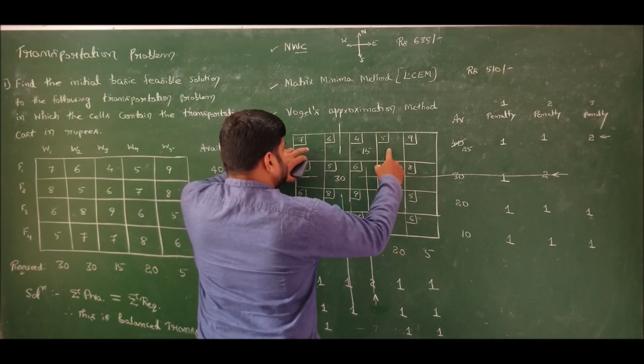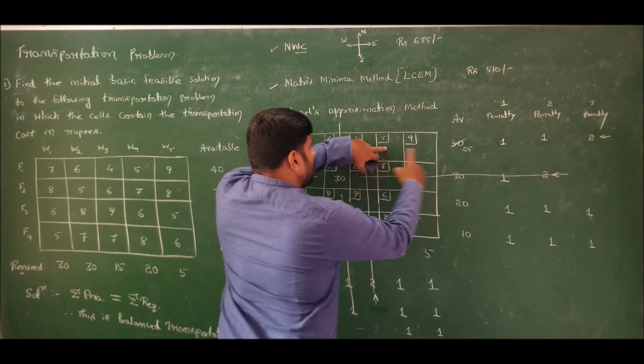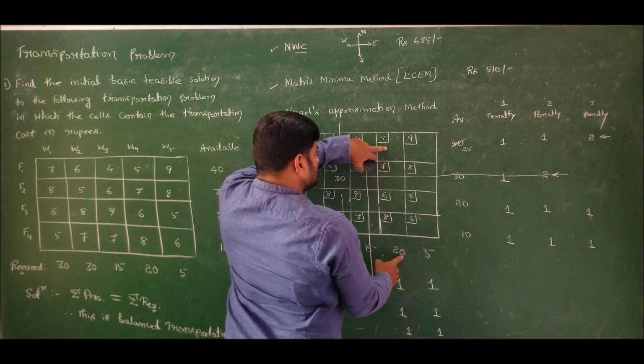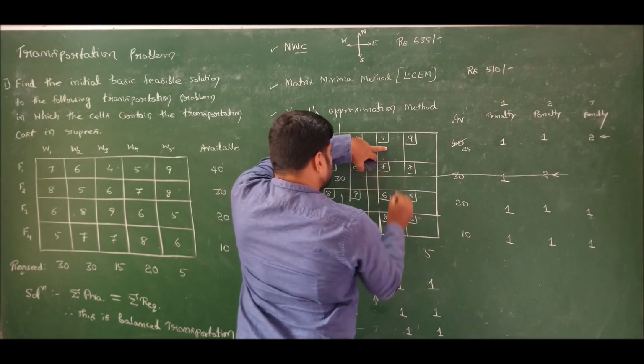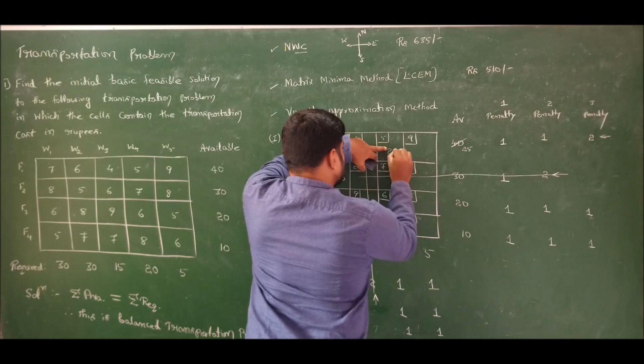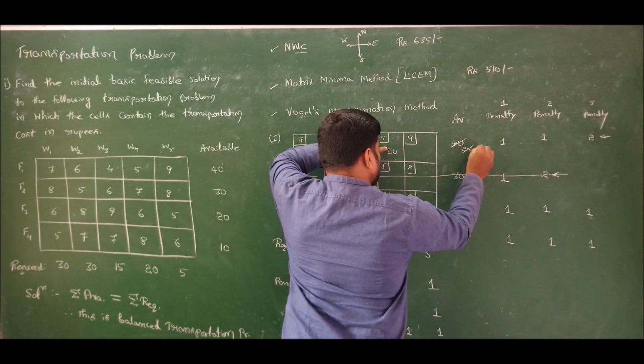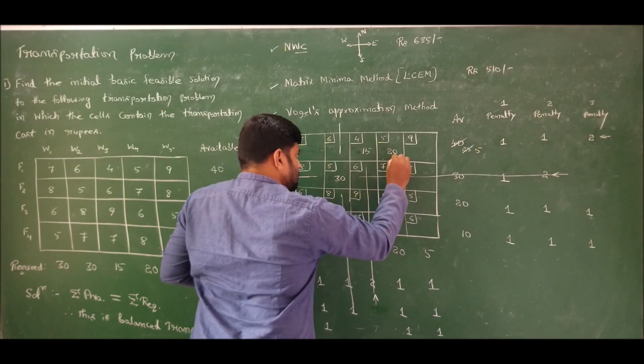In the remaining, the least is here 5. So minimum of 25 and 20. 20 is the minimum. So I am left with 5. So eliminate this one.